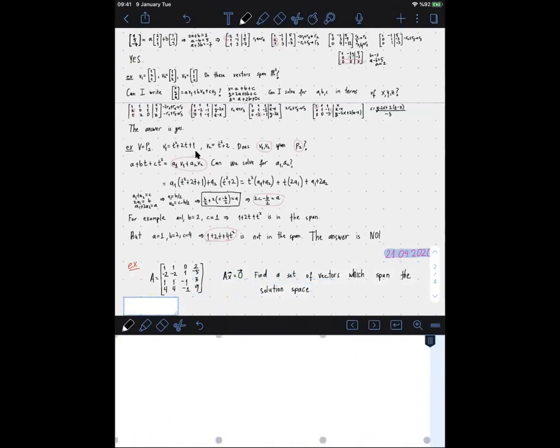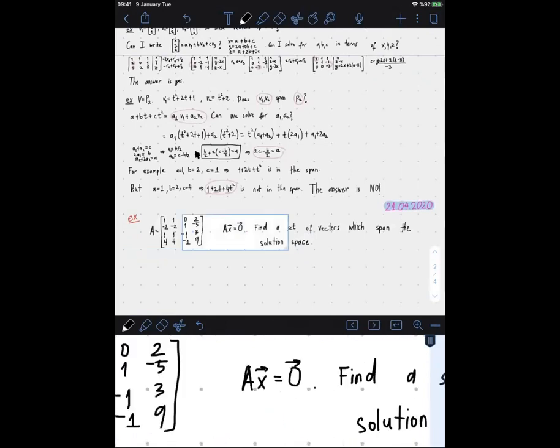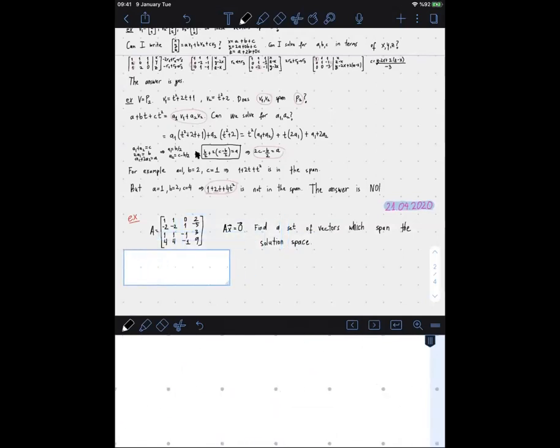So what do we do? We are trying to find the solutions of this system. It says find the vectors which span the solution space. So how do we solve this system, Ax equals 0? We write the matrix, and here I don't want to write it again, and then we put zeros on the right hand side, since 0 is the vector on the right hand side. Then we do row operations.